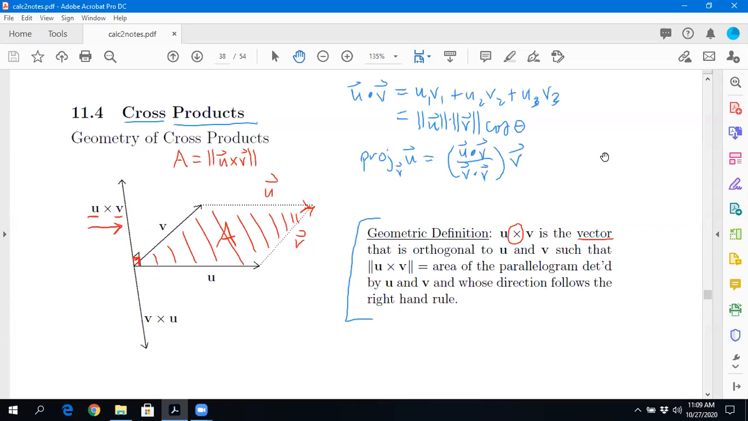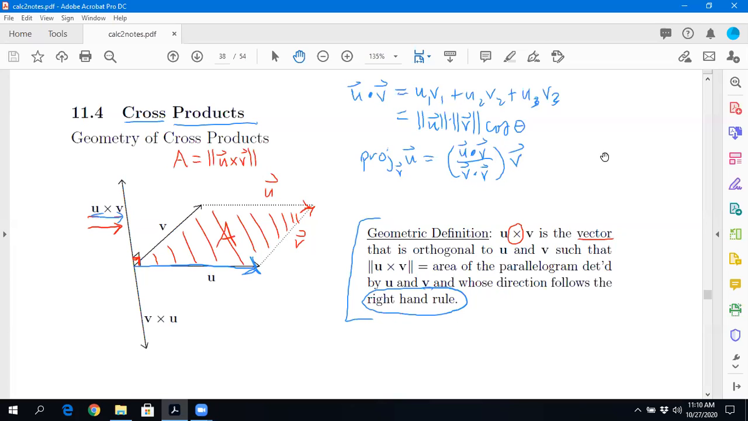And what you do is you put your right arm, and what I'm about to describe is the so-called right hand rule here. You put your right arm in the direction of the way that you read this thing from left to right. So you put your right arm in the direction of U first, okay? And then you turn your hand so that your fingers can curl towards the other vector, okay? So in this case, I would be putting my right arm this way, okay?